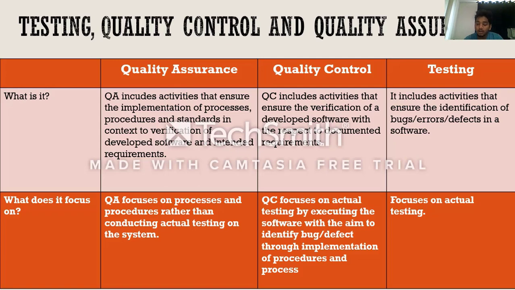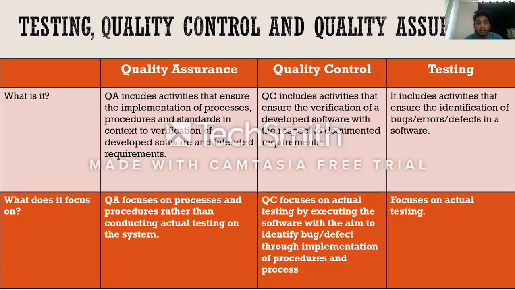So what is quality assurance, quality control, and testing? Quality assurance includes activities that ensure the implementation of processes, procedures and standards in the context of verification of developed software and the intended requirement. Quality control includes activities that ensure the verification of the developed software with respect to the documented requirements. And testing includes activities that ensure the identification of bugs and defects in a software.